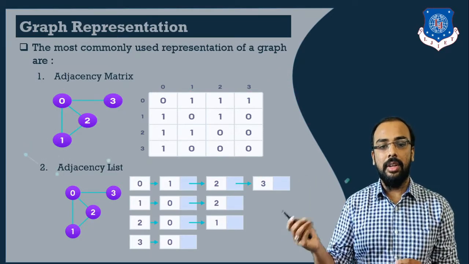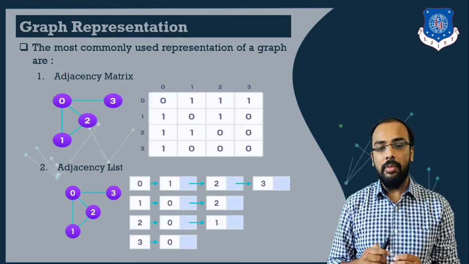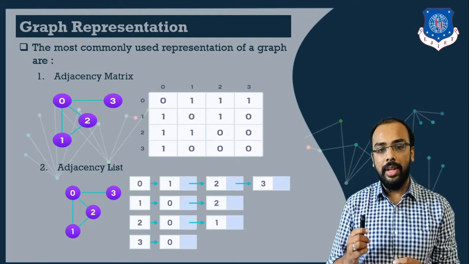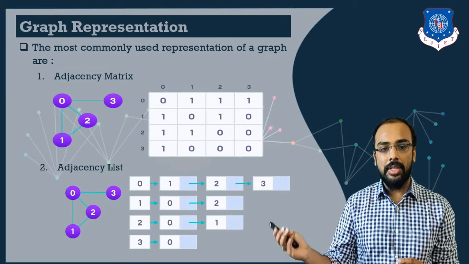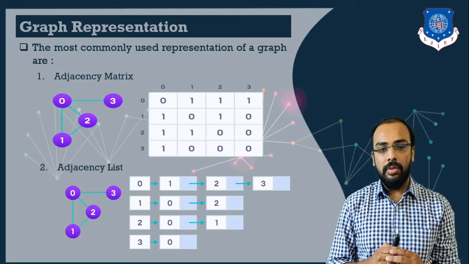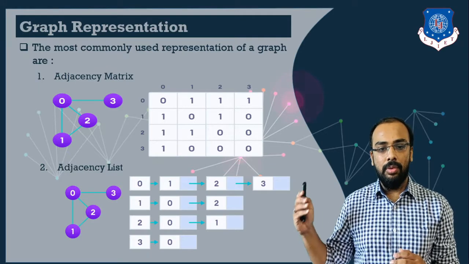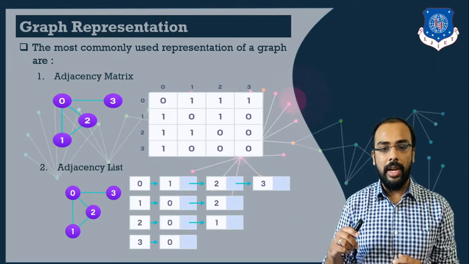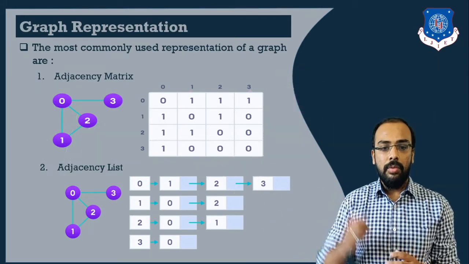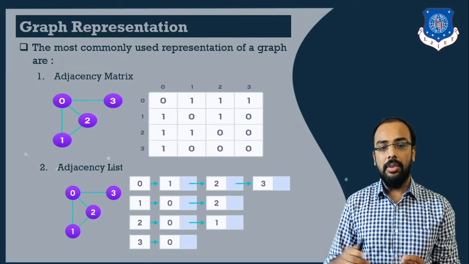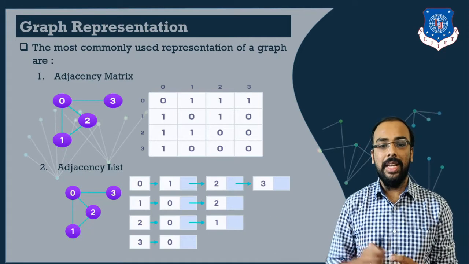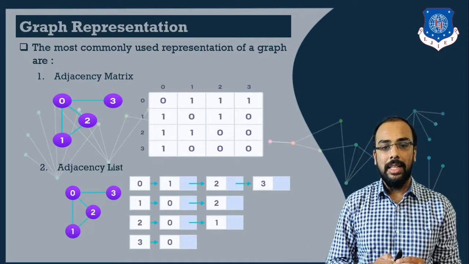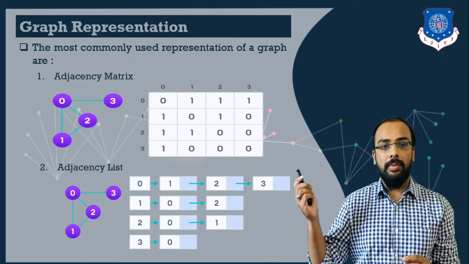Similarly we will now consider node 1. From node 1 we can go to node 0 as well as to node 2. Now we will consider node number 2. You can see there is an edge from node 2 to node 0 and from node 2 to node 1. Now we will consider node 3. From node 3 there is only an edge to node 0.